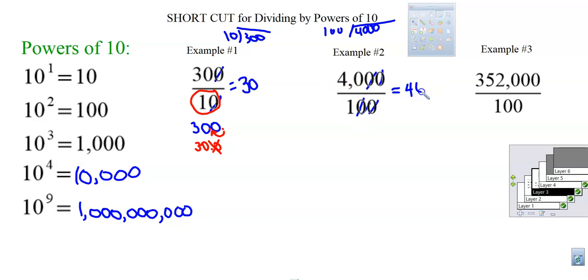So we don't actually have to do the long division up here. We can just cross off the end common zeros, the ones they have in common, because these are whole numbers, cross them off, and then do the division of 40 divided by 1.